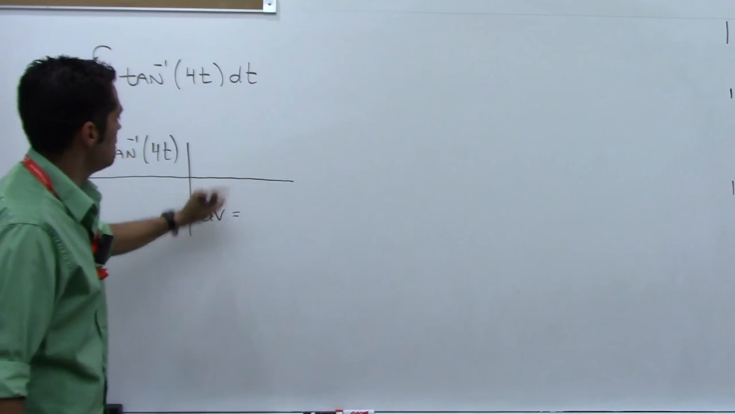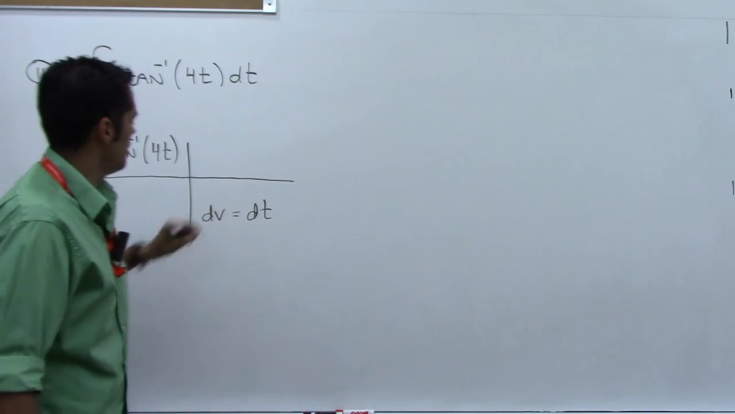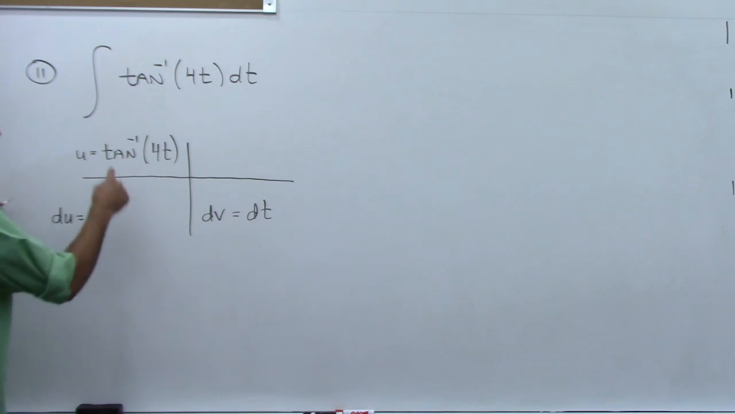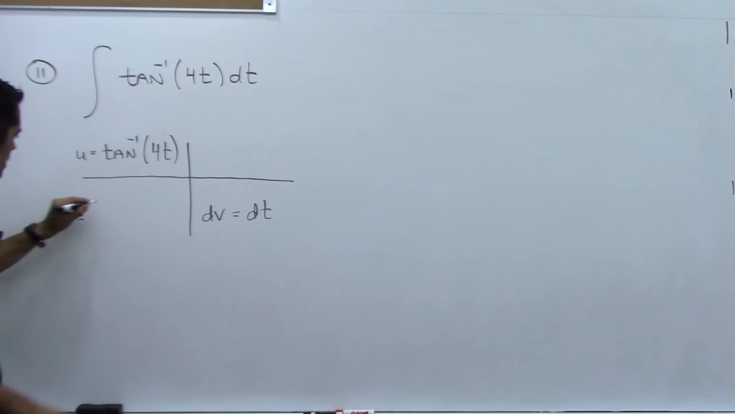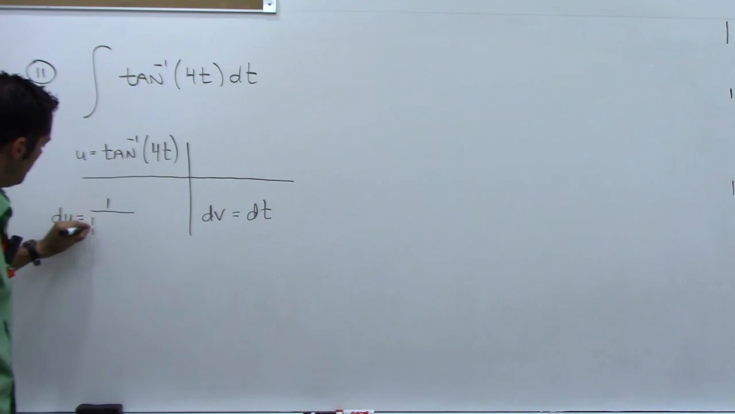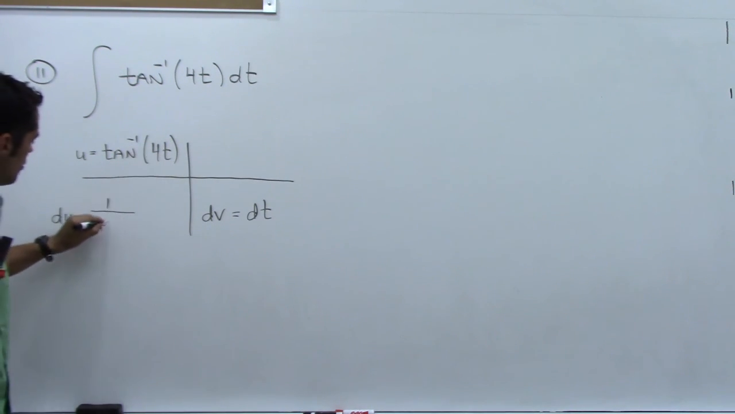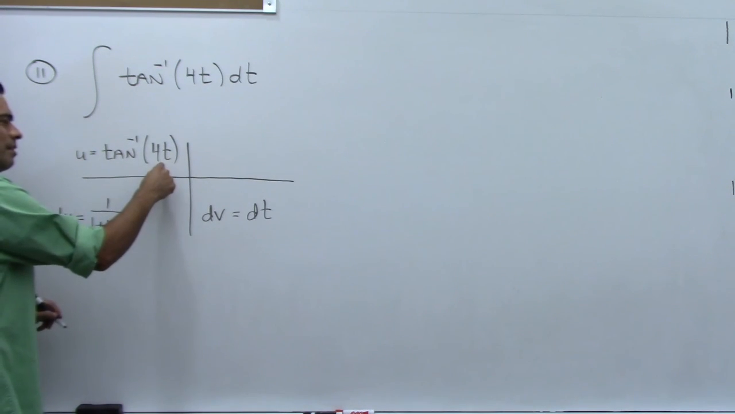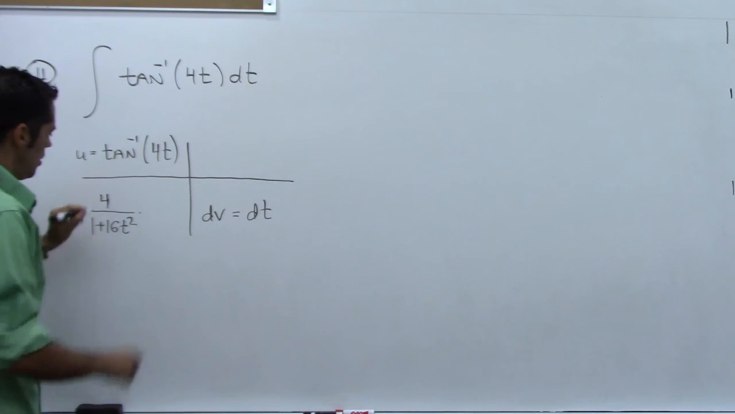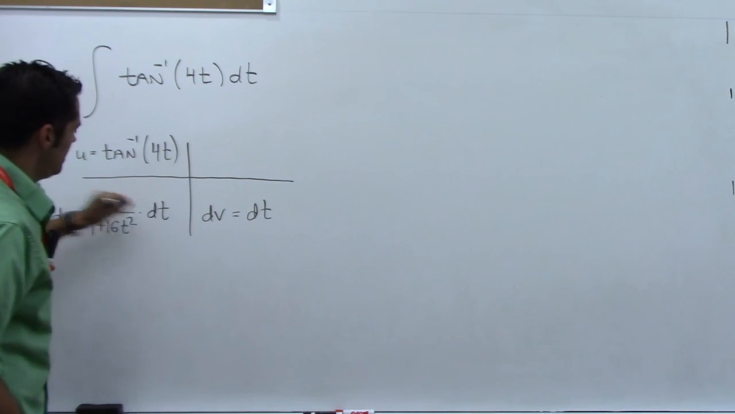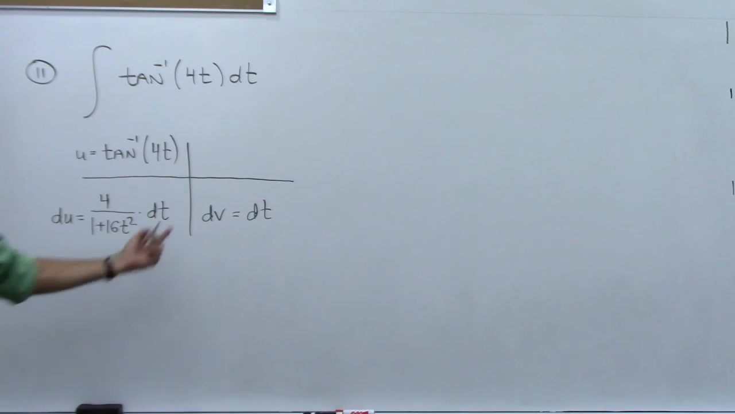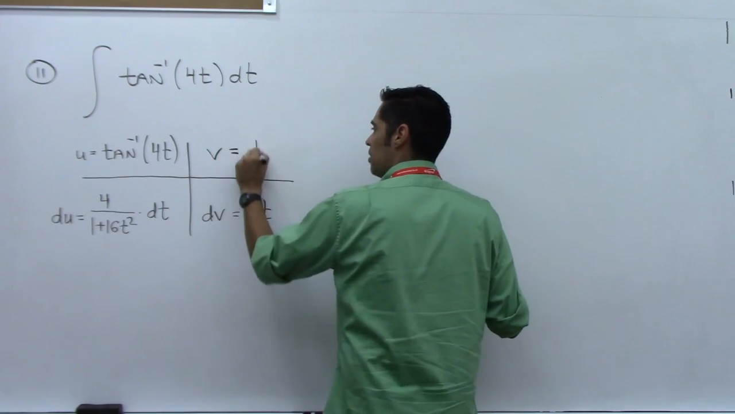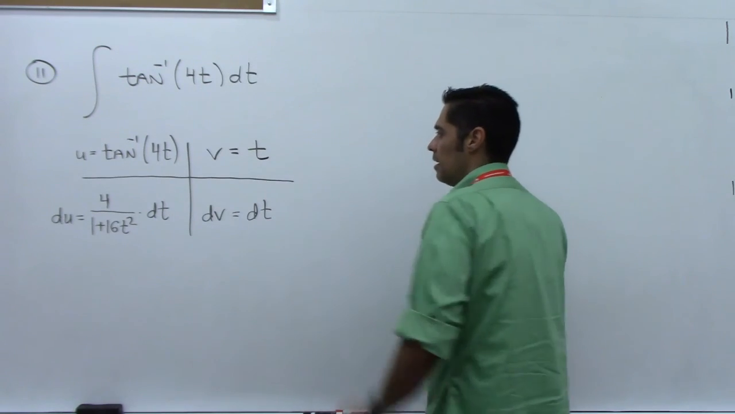dv will be forced to be the dt. And now the derivative of arctan of something is 1 over 1 plus that something squared, 16t squared, times the derivative of what was in here, which is just 4. So I'm going to make that a 4 on top, dt. Now here we integrate up, and the antiderivative of dt is just t, because the derivative of t is dt.